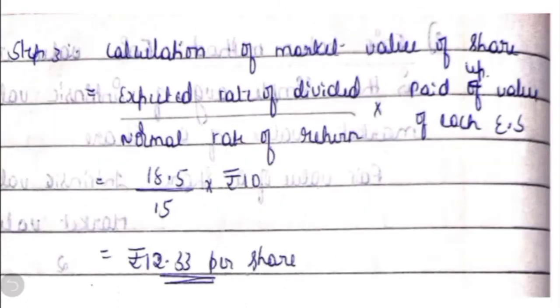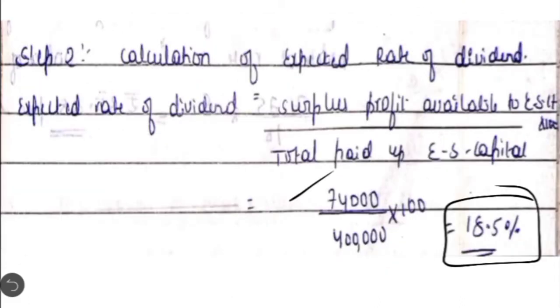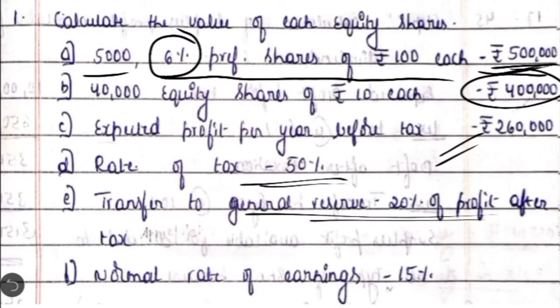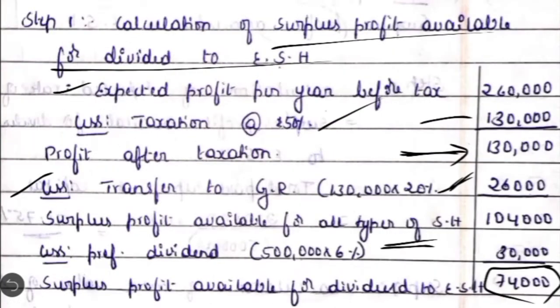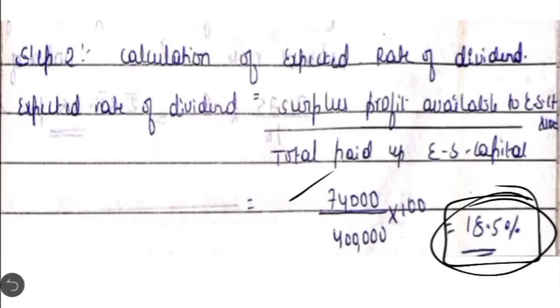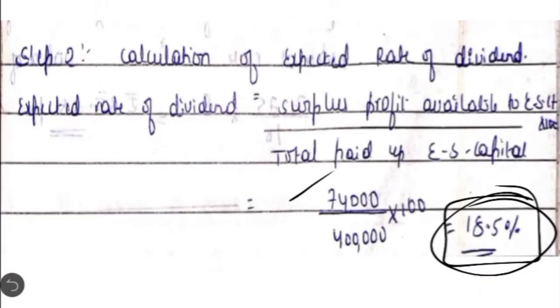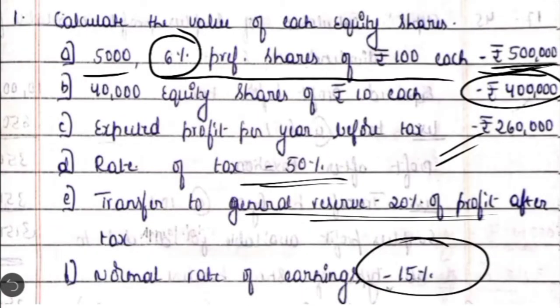In the third step, we are going to calculate market value. Market value for share is equal to expected rate of dividend divided by normal rate of return into paid up value of each equity share. So expected rate, as we calculated, it is 18.5 divided by what is the normal rate given in the question. They have given 15%. Okay. So here 18.5 divided by 15 into what is the paid up value per equity share.